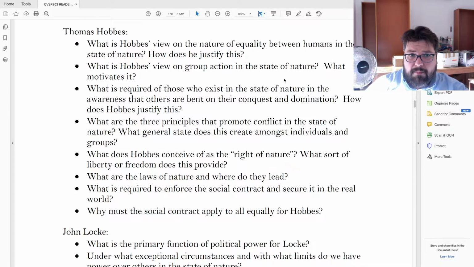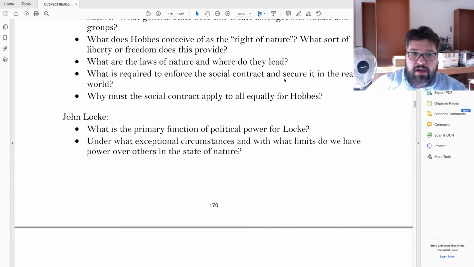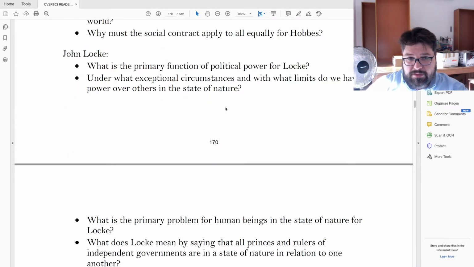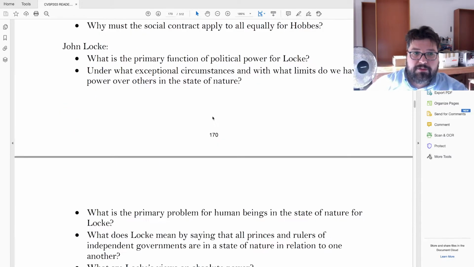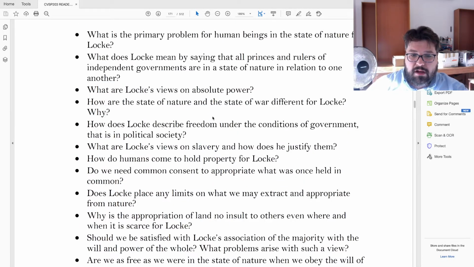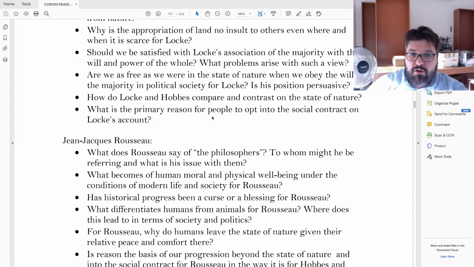I'll talk a little bit more about those principles in a moment. But Hobbes is definitely a deductive thinker. Locke, on the other hand, is a famous empiricist, although some of his political theory is not particularly empiricistic. And he argues with Hobbes, of course, about fundamental concepts and ideas. And Rousseau will do the same thing.